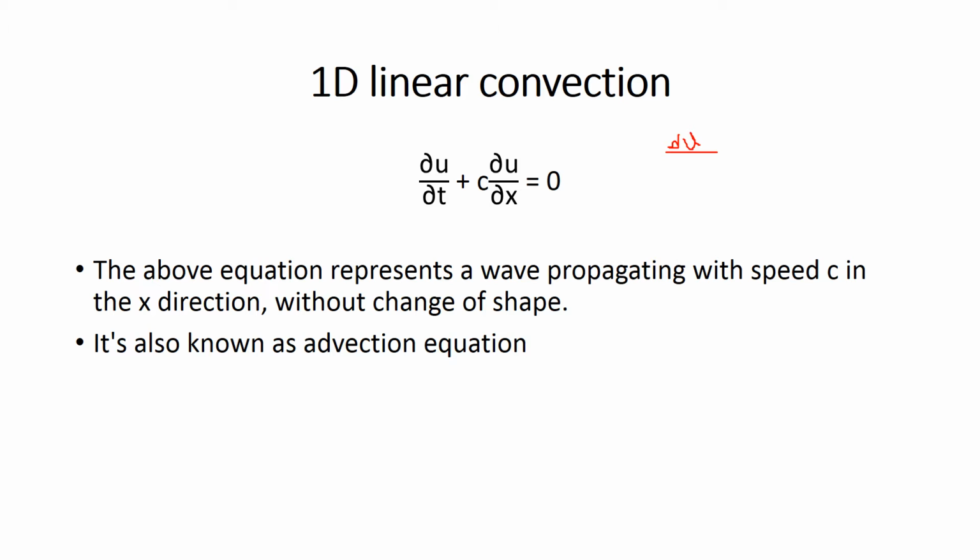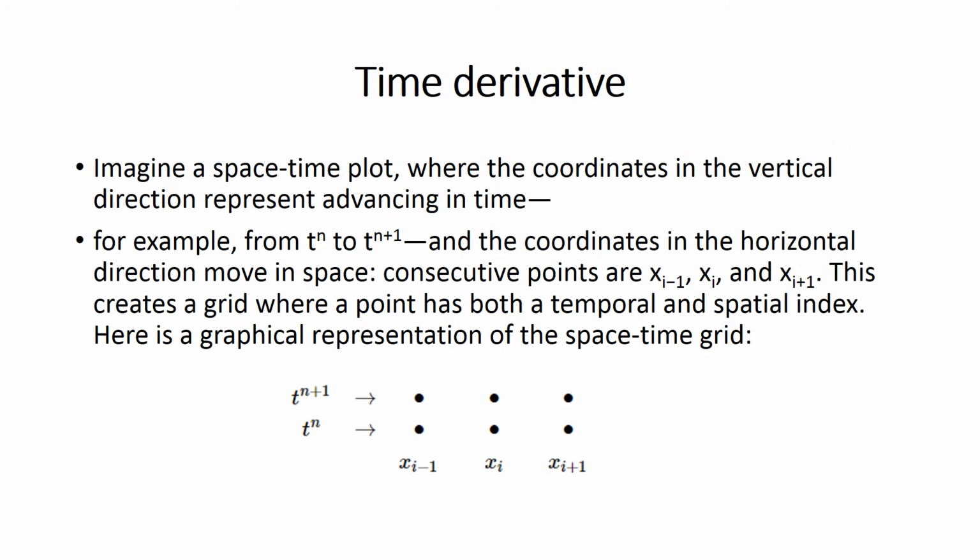So that is dou u by dou t plus c into dou u by dou x is equal to 0. Why it is called a linear convection is that the value of c is constant. The c is a constant, and suppose I introduce the function u here, which depends on either x or t, then it is called as the.